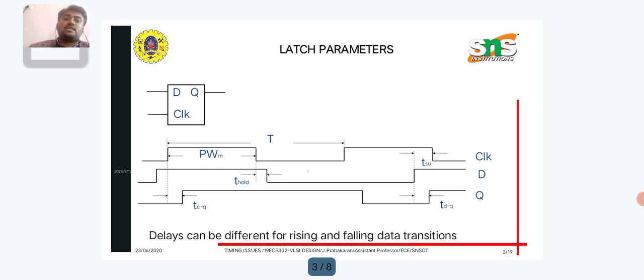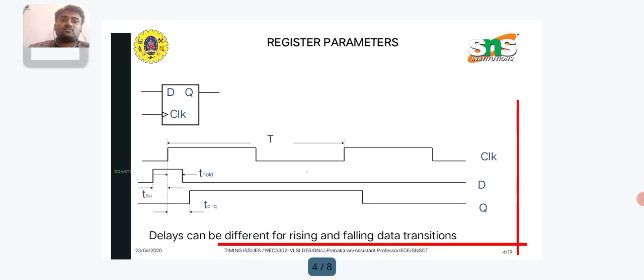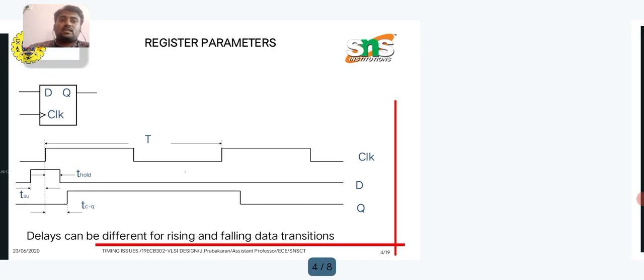Latch parameters. Delays can be different for rising and falling data transition. Here you can see the rising and falling data transition. And register parameter, here D flip-flop register. We are using D flip-flop register. Delays can be different for rising and falling data transition. You can see in this diagram.